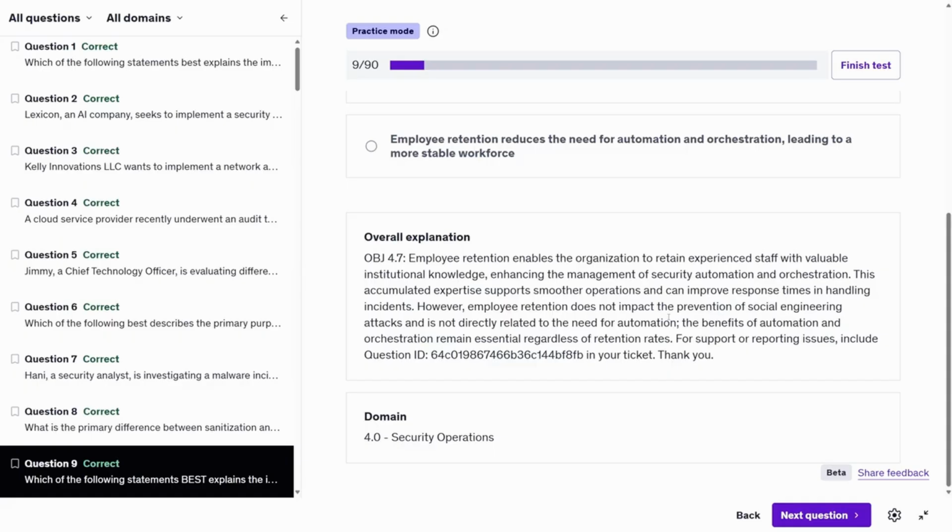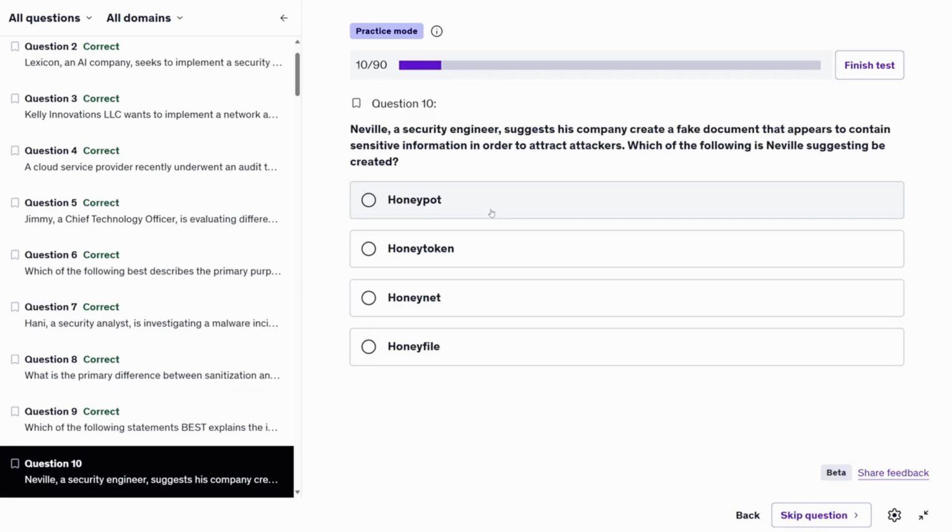However, employee retention does not impact the prevention of social engineering attacks and is not directly related to the need for automation. The benefits of automation and orchestration remain essential regardless of retention rates. Neville, a security engineer, suggests his company create a fake document that appears to contain sensitive information in order to attract attackers. Which of the following is Neville suggesting be created?